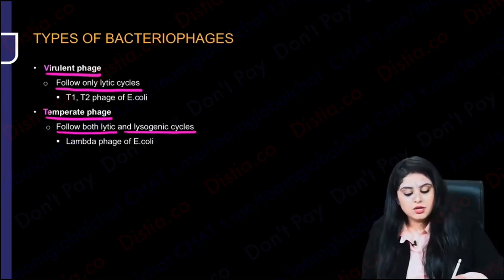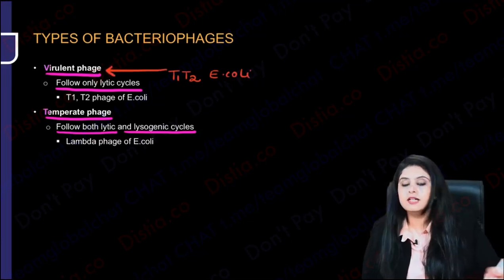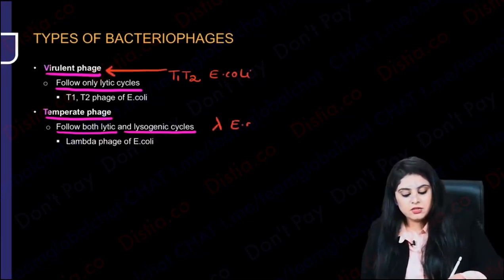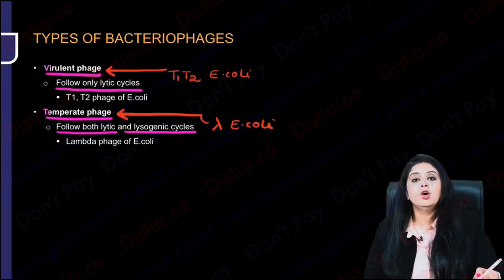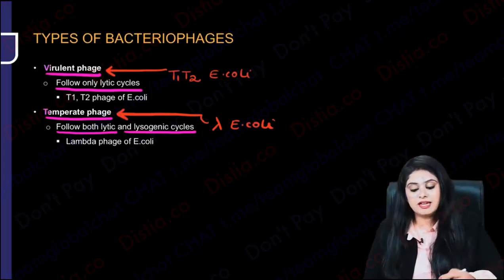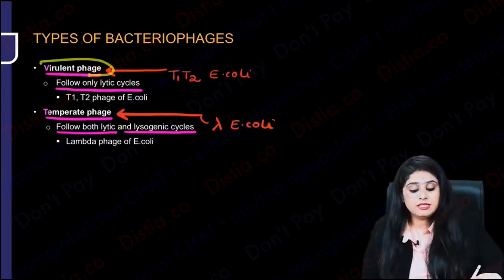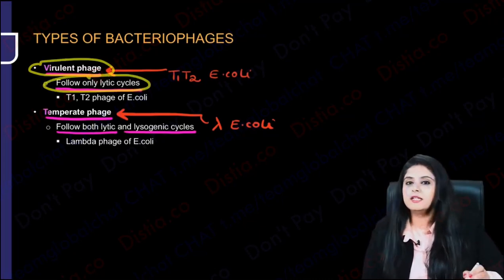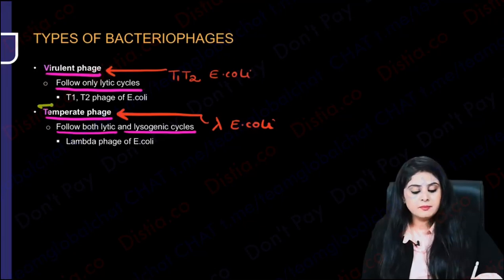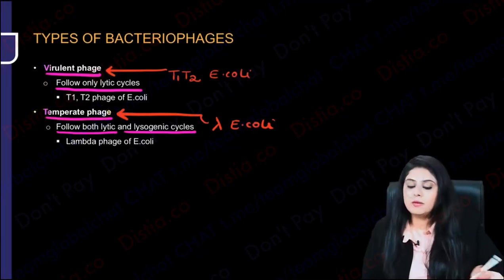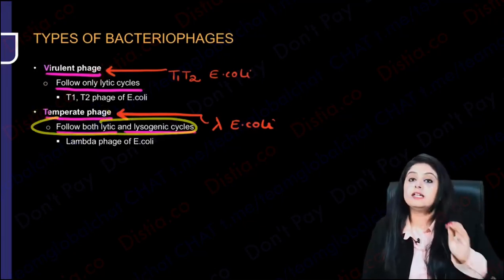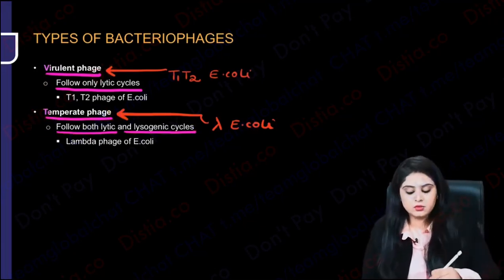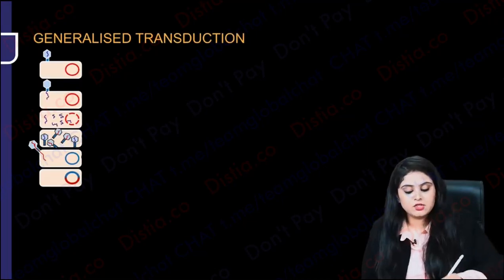So if they ask you what is the T1 and the T2 phage of E. coli, T1 and T2 phage of E. coli are going to be very, very virulent. Whereas what is the lambda phage of E. coli? That is going to be temperate. Temperate means it can follow both the things. So remember these again, like I said, memorize them first. So virulent is very, very virulent. It will only break the cells. It is going to cause lytic. Temperate phage will follow two pathways, that is lytic and lysogenic. Now let's go into the details. The rote part is done. Now let's start with transduction.